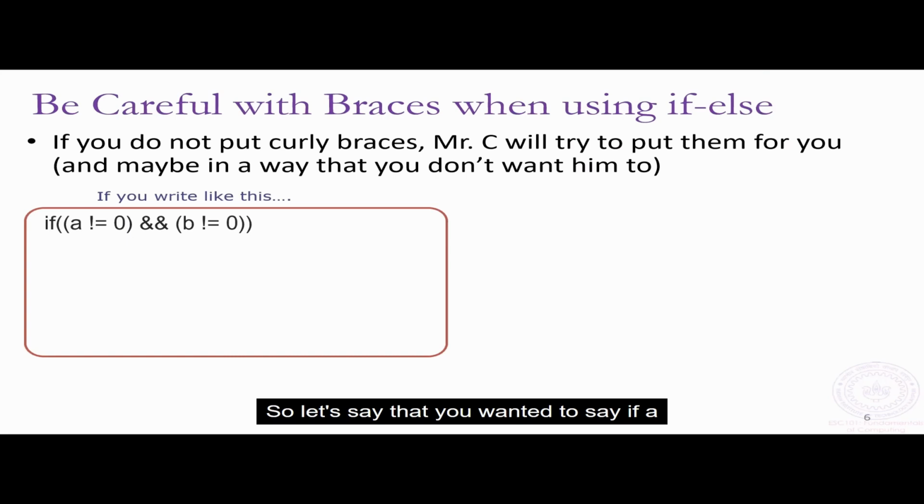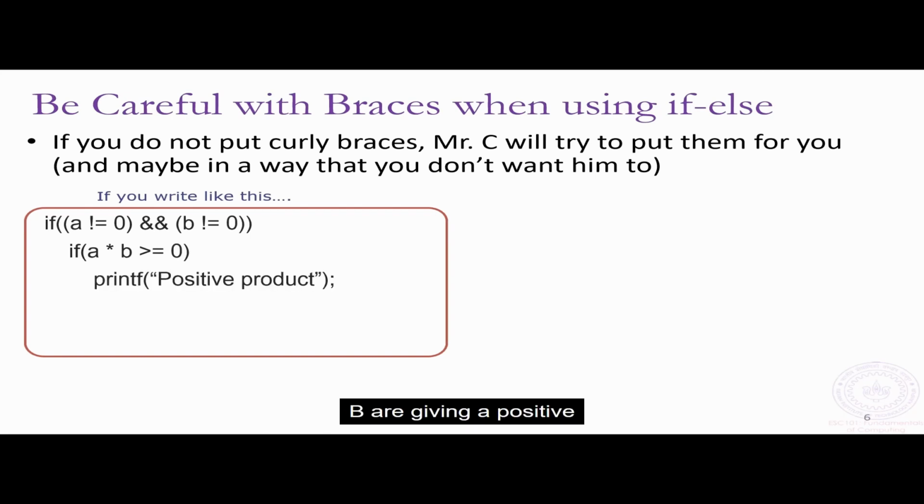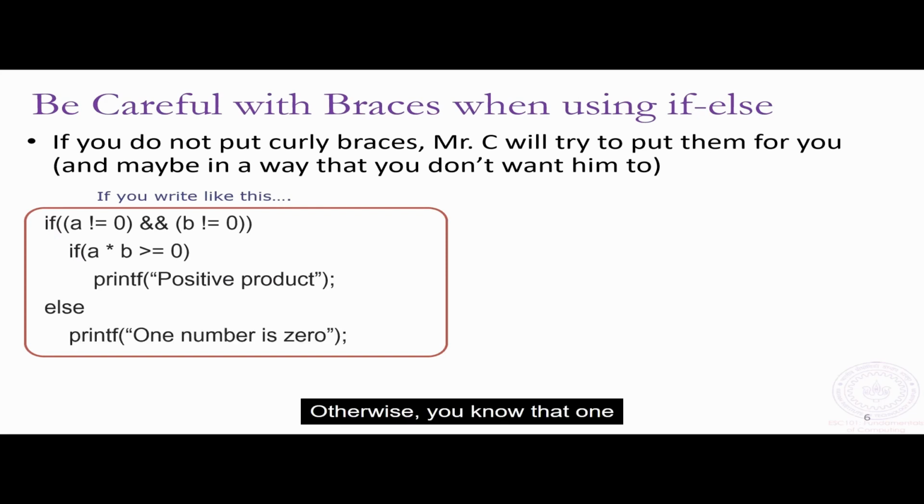So let's say that you wanted to say if A is not equal to 0 and if B is not equal to 0, and if the product of A and B is greater than equal to 0, then we know that A and B are giving a positive product. Otherwise, you know that one of the numbers is 0.